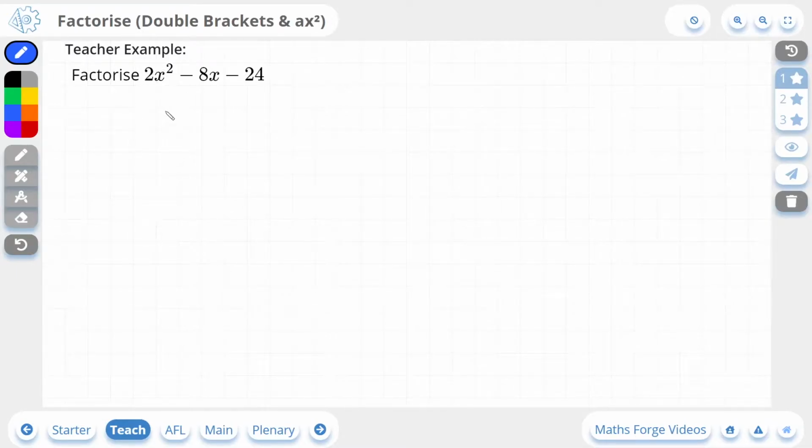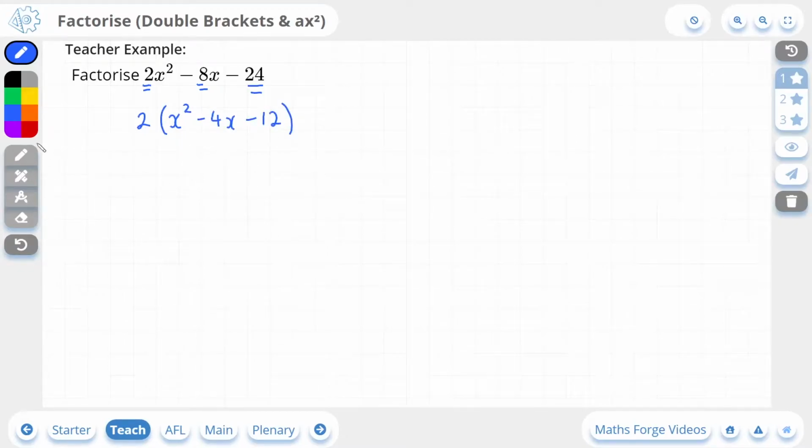So let's take a look at our first example. Here we're being asked to factorize 2x squared minus 8x minus 24. I can see immediately that there is a common factor of 2 in all three terms. So the first thing I'm going to do is factor out a 2 from all three terms, and it's going to look like this. x squared minus 4x minus 12.